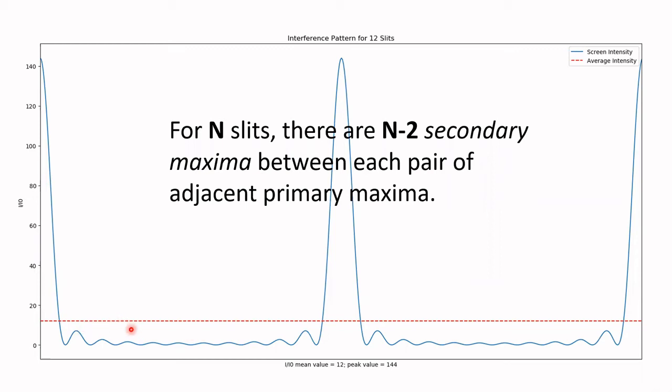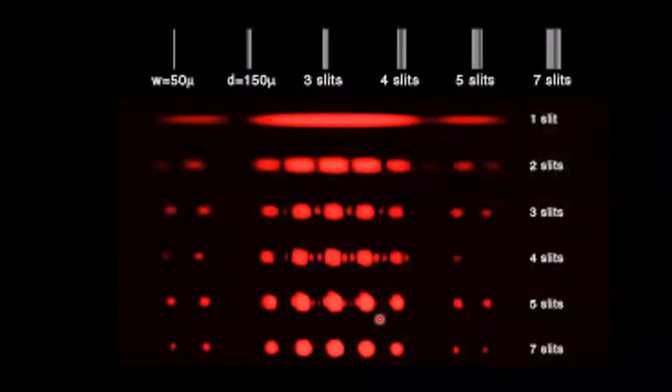So the height of the secondary maxima gets squashed down as you introduce more slits. And that's why down here for 7 slits, when we would expect to see 5, 7 minus 2 is 5 secondary maxima, we actually don't see any. They're so faint that the eye doesn't detect them. Now, an instrument might, like a special type of camera might be able to detect the intensity of all those secondary maxima.